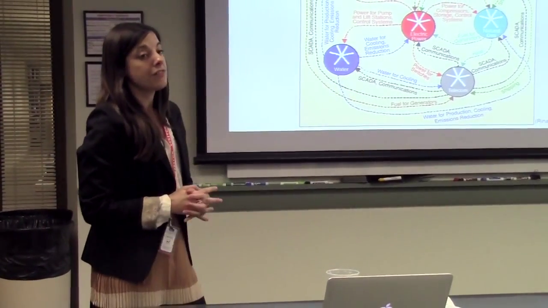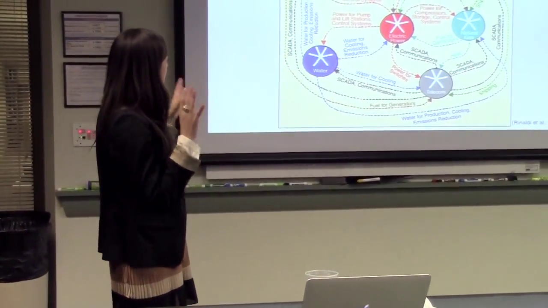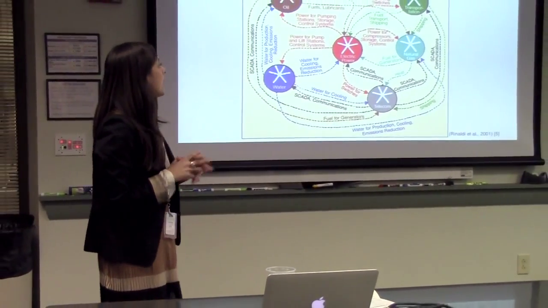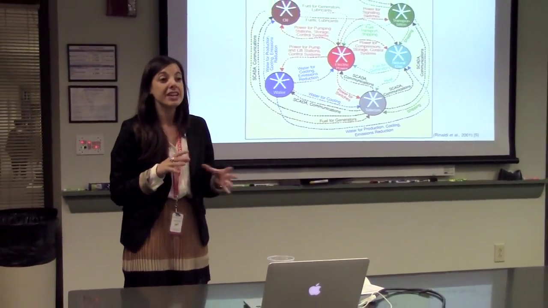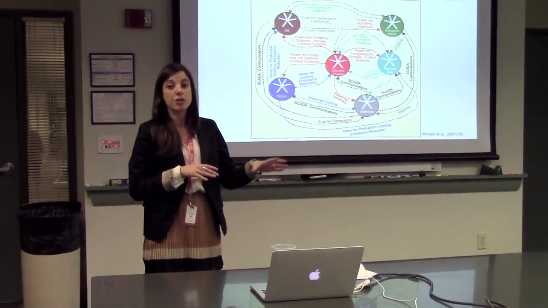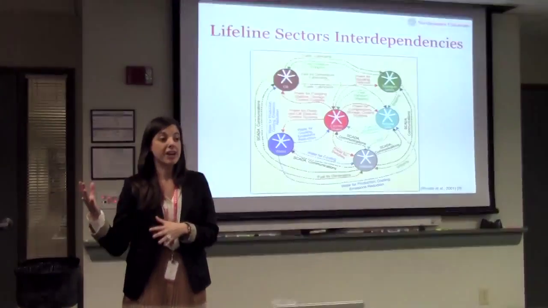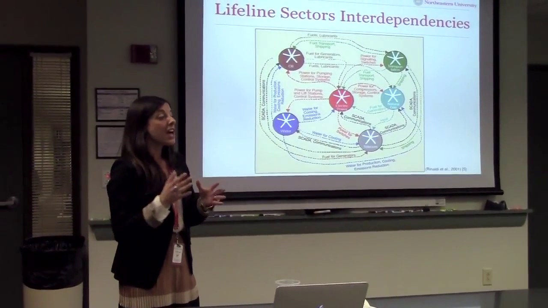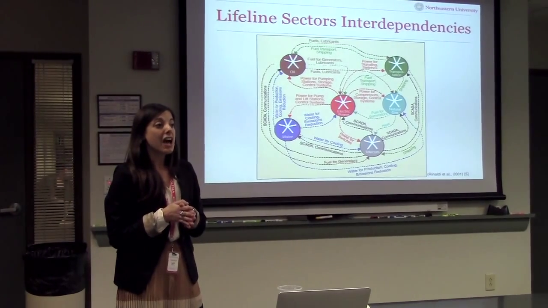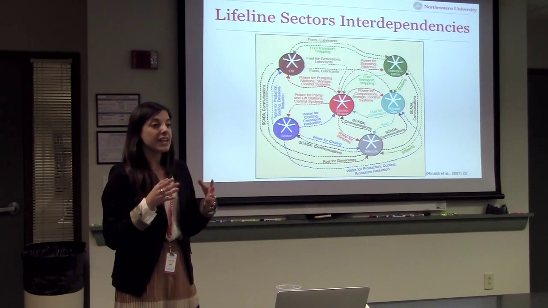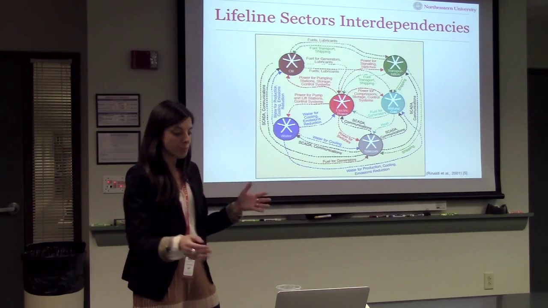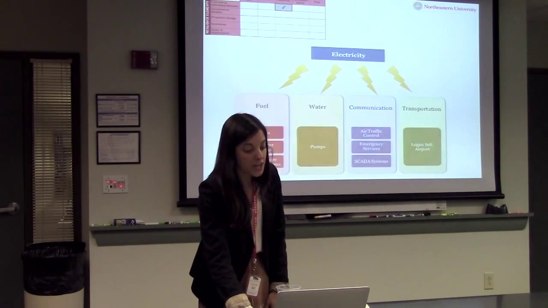So these 5 lifeline sectors, yes, it's a kind of confusing picture, but the idea is that these 5 sectors are very interconnected and they depend on each other, and one change or disruption in one sector could affect another one. We deeply studied these interdependencies at Logan, and we tried to identify the main cascading effects that will occur after the disruption of one of the sectors.